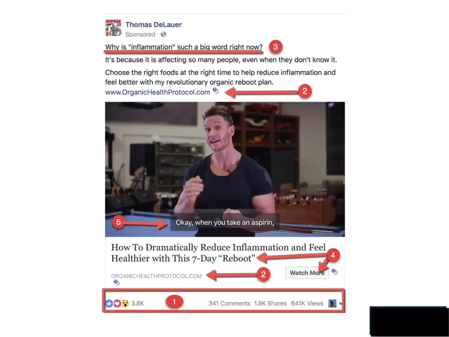Now, in this particular instance here, you're seeing that they're asking a question, right? So you look at number three. Why is inflammation such a big word right now? Question mark. So automatically that stops the human brain, because the human brain wants to know the answer to a question. It has to figure it out. So it stops you dead in your tracks because it makes you think. That's why you do it, right?